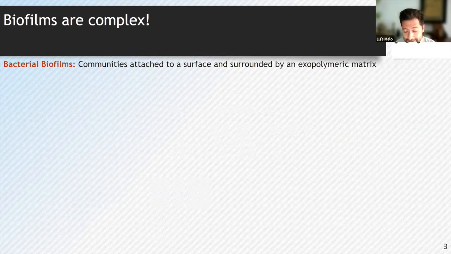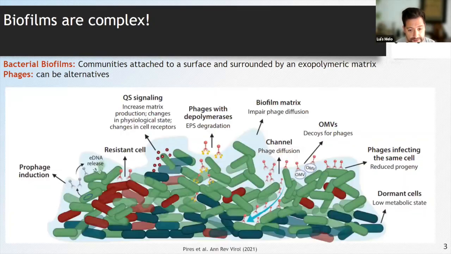Just a brief definition of biofilms. They can be defined as bacterial communities attached to a surface and surrounded by a self-produced exopolymeric matrix. And we are working on phages as potential alternatives to treat bacterial biofilms. However, when phages interact with biofilms, there are several things that can happen that can affect this interaction.